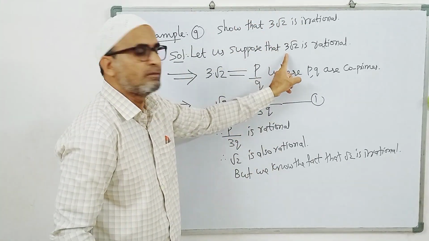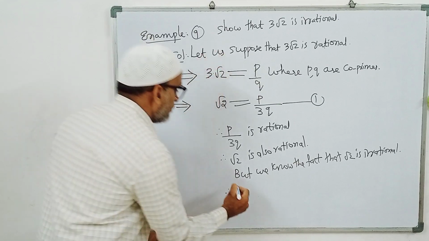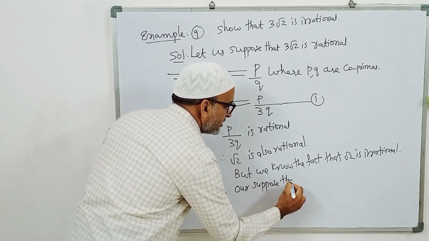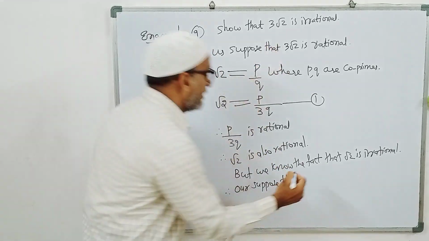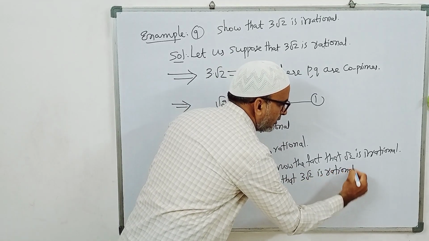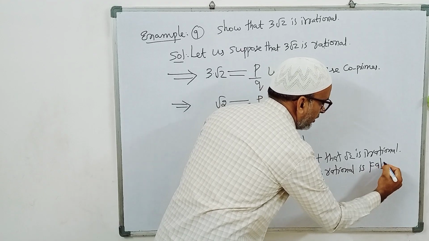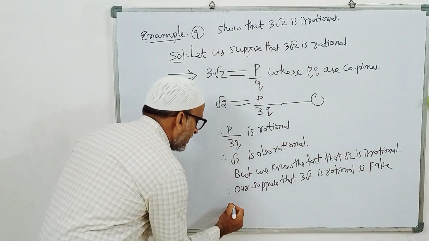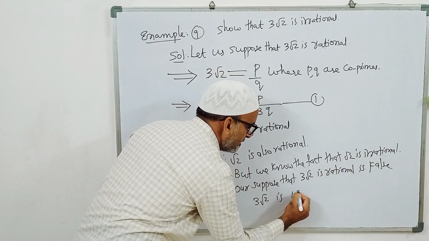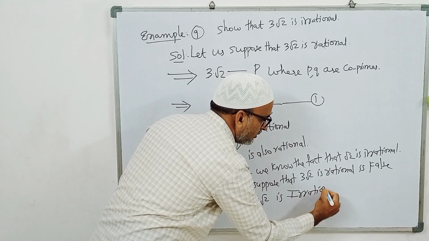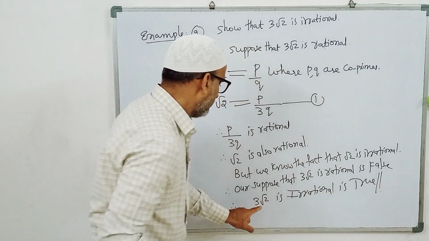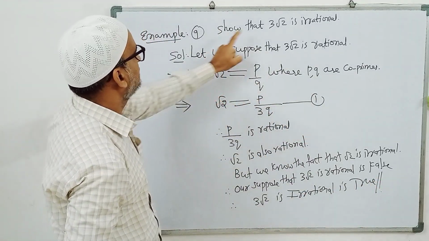Means this is wrong. Therefore our supposition, what is our assumption? 3 root 2 is rational is false. This is false means therefore 3 root 2 is rational is false, means irrational is true. What we have to prove? 3 root 2 is irrational.